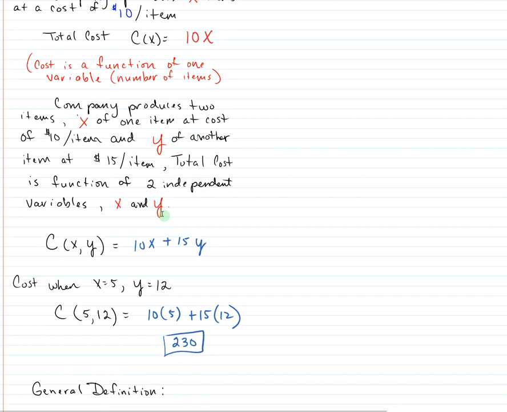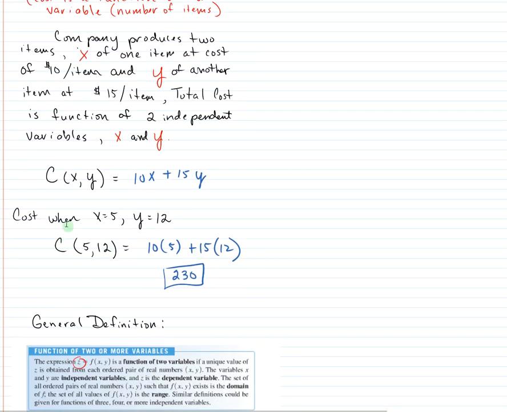If a company produces two items, X of one item at a cost of $10 and Y of another item at $15 an item, what's the total cost? That's two independent variables, X and Y. So C of XY would be 10X plus 15Y.